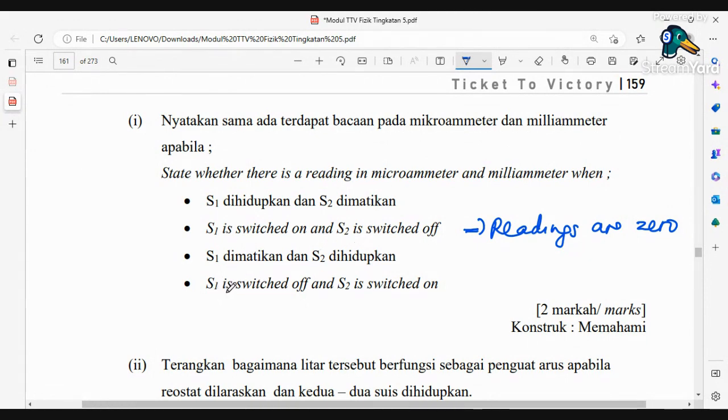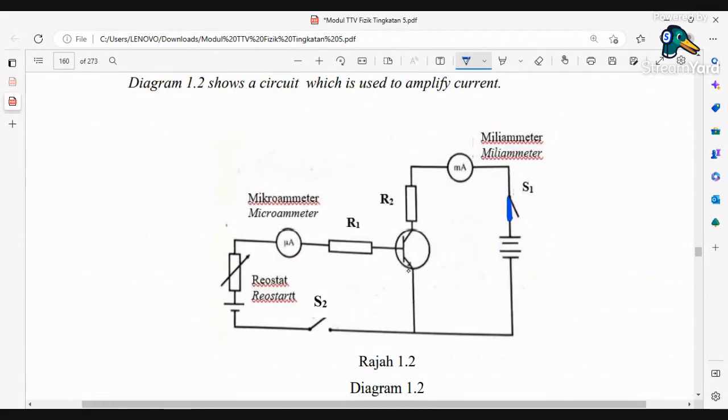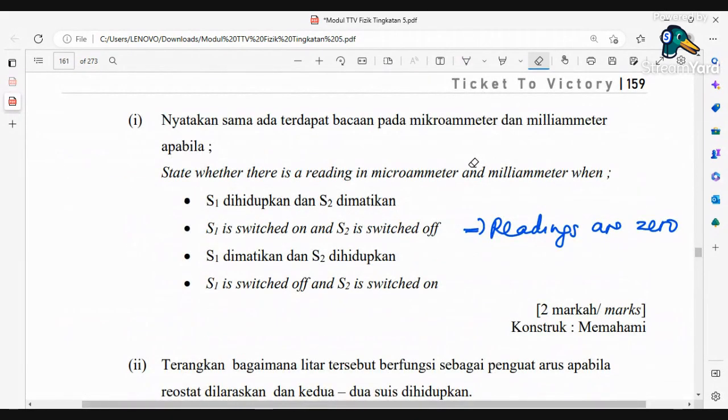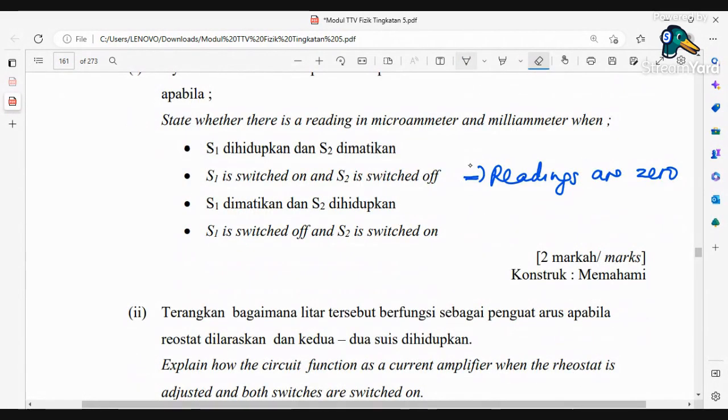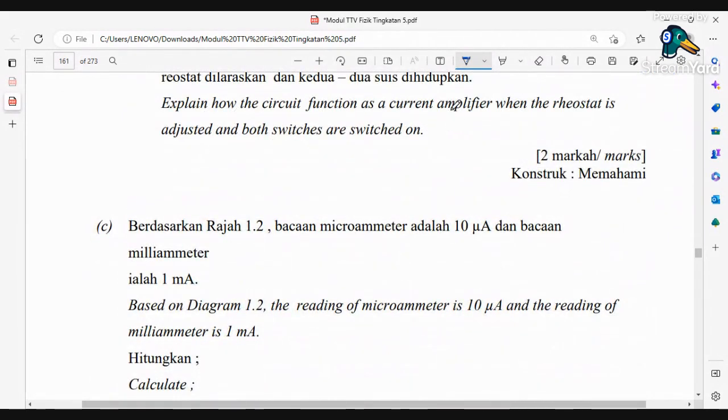Okay, and then S1 off, S2 on. Same thing, collector circuit, there's no voltage. Okay, reading also 0. Okay, part 2, explain how circuit function as current amplifier when rheostat is adjusted and both switches are switched on. Soalan konsep.